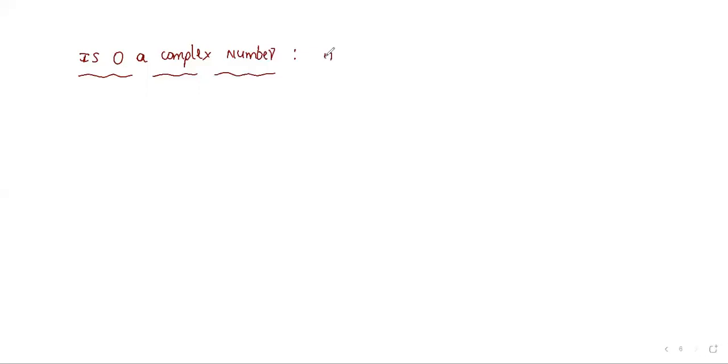So here, 0 is a complex number. Is 0 a real number or not? Check it. Here 0 is a real number.